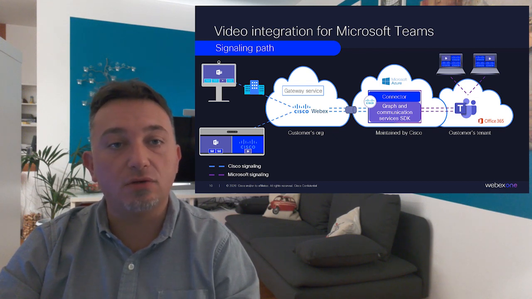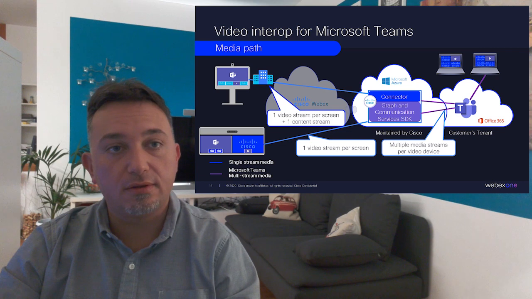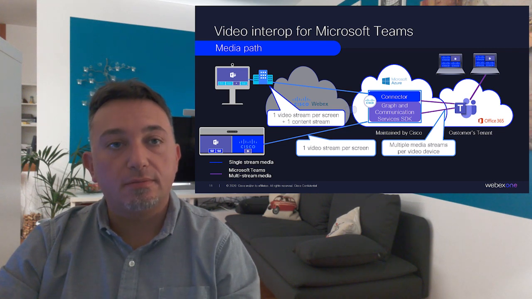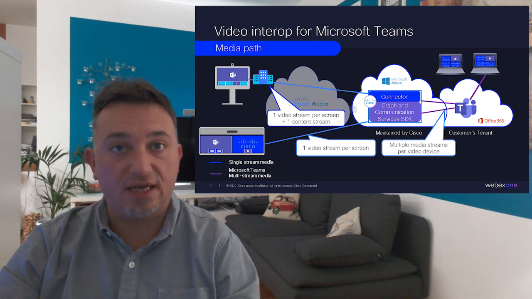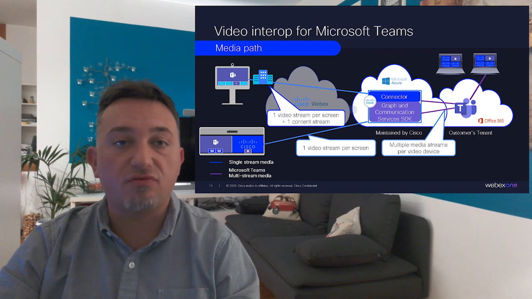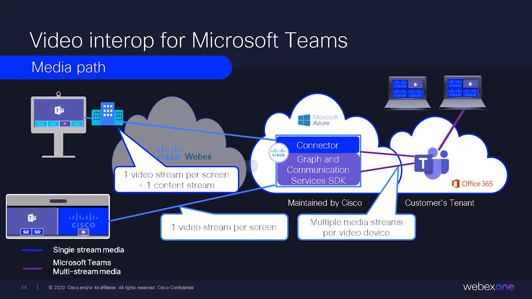Now, let's take a look at the media path. Media doesn't need to go through the Webex Cloud. Our transcoders run on the Azure Cloud and media will directly flow there. Our VIMT Cloud Gateway will negotiate a single video stream per screen plus one content stream. All calls are connected to the Microsoft Teams meeting independently.